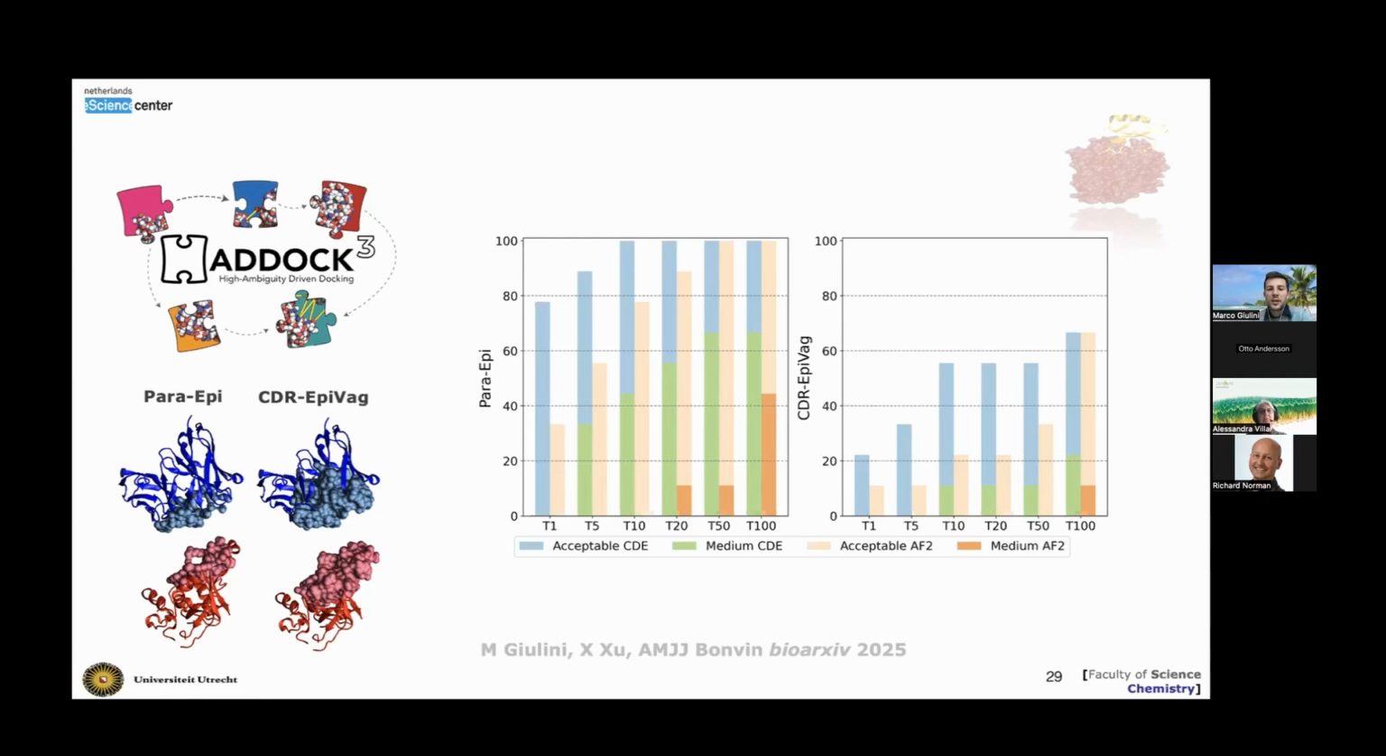And also the quality of the models that you are getting is improved a lot with cluster diffusion ensembles. As you can see from this green bar, we have a lot of medium quality models with cluster diffusion ensembles, while for AlphaFold, they are very complicated to obtain.